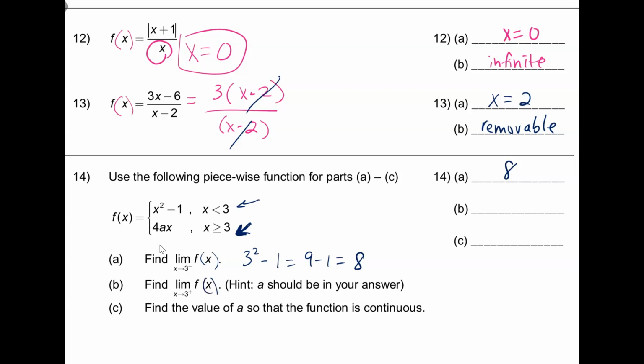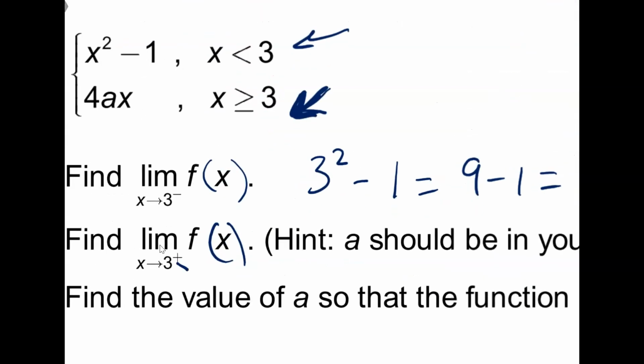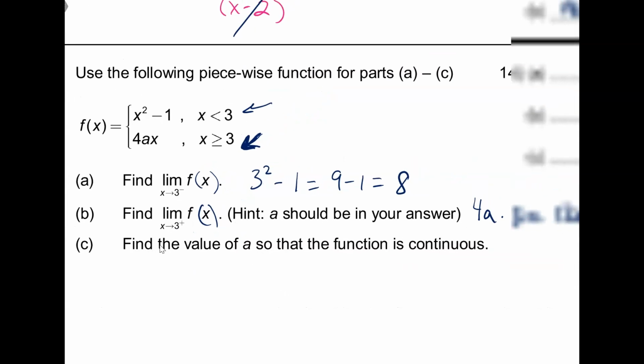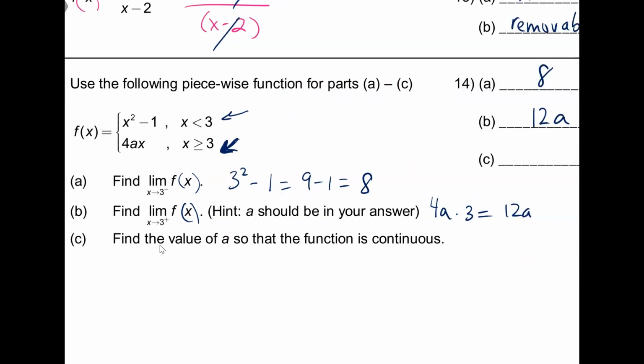All right, so hint, A should be in your answer. 4 times A times 3 is going to be 12A. Can you do any value? I'm not plugging in any value greater than 3. That's where I'm coming from. It's coming from the positive side right here. It's saying I'm coming from the right side. So that's how I know which one to use: if I'm coming from the positive side, I'm coming from larger than 3. So that's why I'm using the bottom of my piecewise.